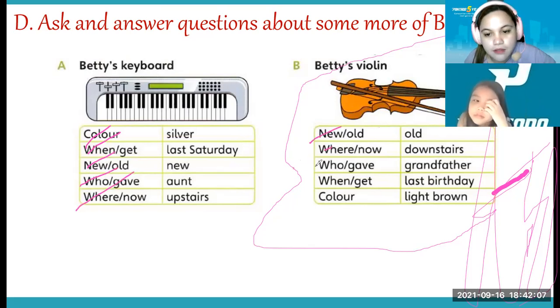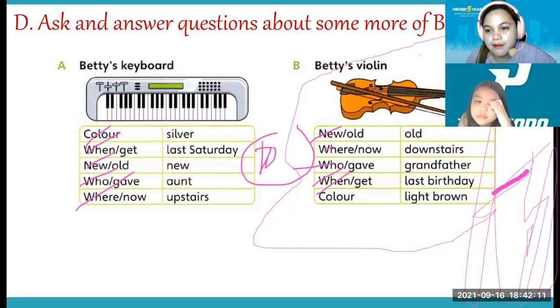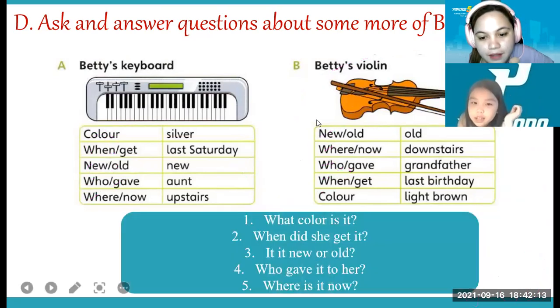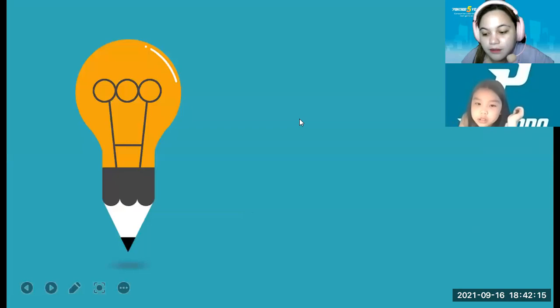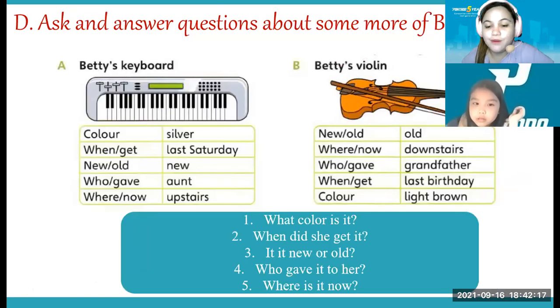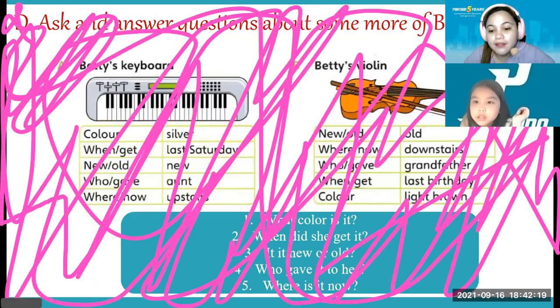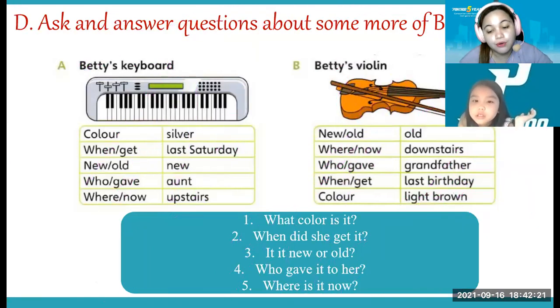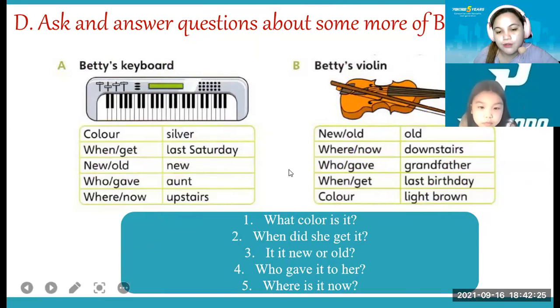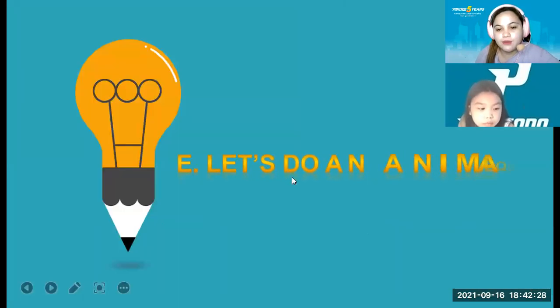1, 2, 3, 4, 5. So now this is a total of 10 correct answers. Very good. All right. So these are the questions that I ask you. What color is it? When did she get it? Is it new or old? Who gave it to her? And where is it now? So those are some questions that I asked you.